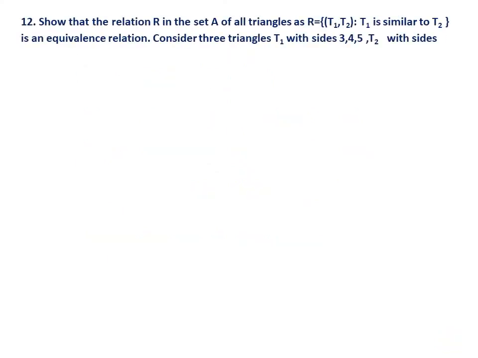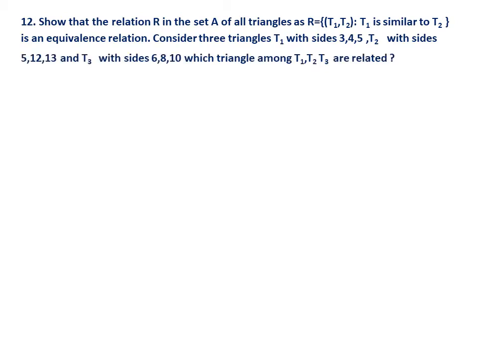Show that the relation R in the set A of triangles, R equal to {(T1, T2): T1 is similar to T2}, that is the condition of the relation, is an equivalence relation. Consider 3 triangles: T1 with sides 3, 4, 5, T2 with sides 5, 12, 13, and T3 with sides 6, 8, 10. Which triangles among T1, T2 and T3 are related? So this is the question.